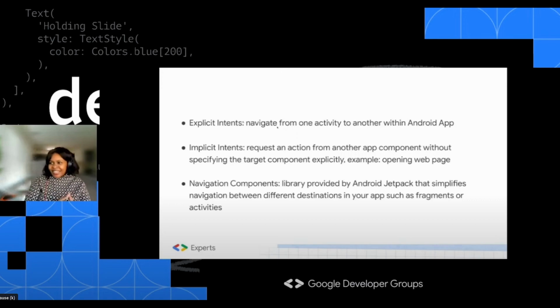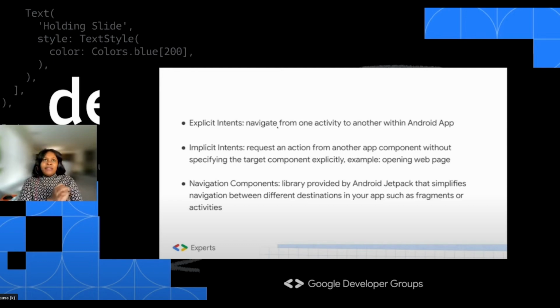Now, implicit intent, it's a request from another app component without specifying the target component. This is, for instance, opening a web page, right? That's called an implicit intent. That's a good example that you can always give if you're asked that in an interview.